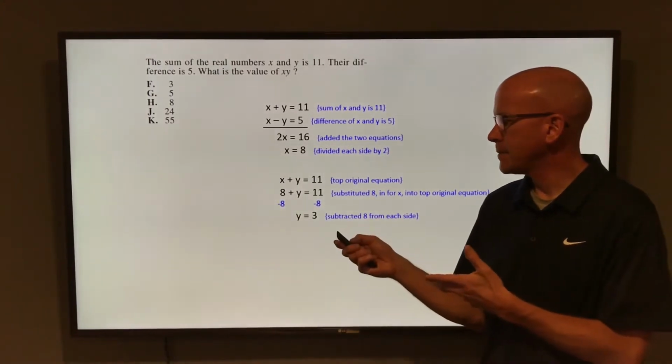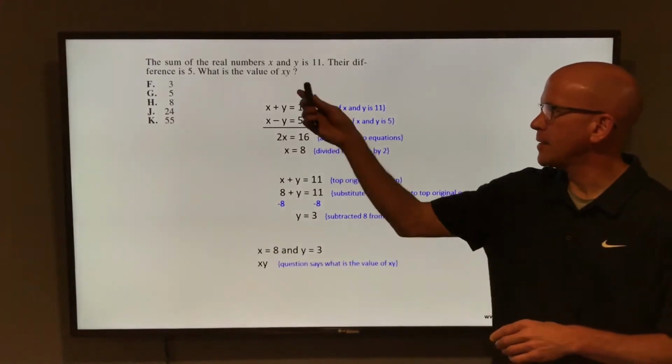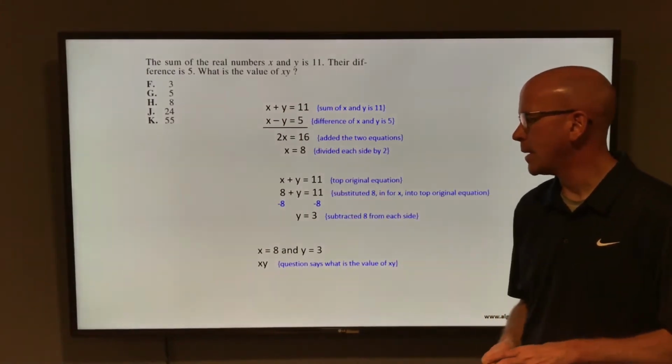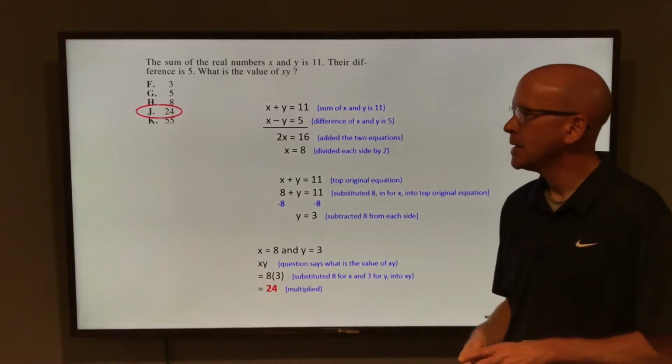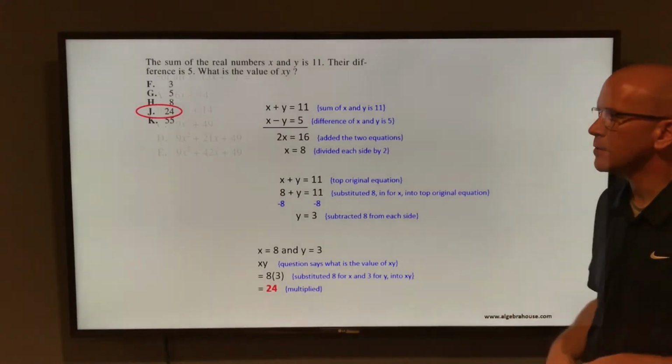So x is 8, y is 3. We need to find the value of x times y. Well, if x is 8, y is 3, x times y, or 8 times 3, is going to be 24, and that is letter J.